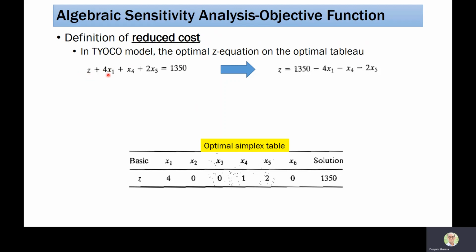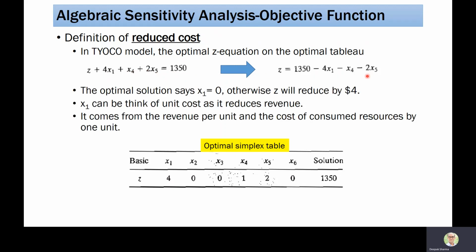So this is the optimal value of the Z equation from the optimal simplex table. This is shown at the bottom. We remember that we can write this Z equation as Z plus 4x1 plus x4 plus 2x5 equal to 1350. We are taking all the variables to the left hand side.